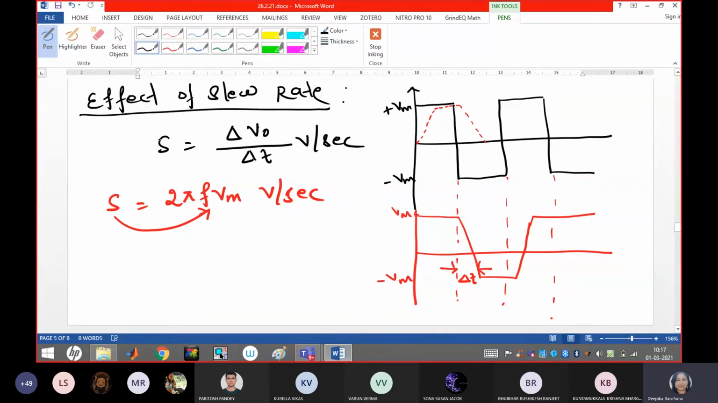Okay. So for distortion free output, the maximum allowable input frequency fm can be obtained. If this is fm, how do I write it from this equation? fm equals S divided by 2 pi Vm. What should be the unit? In Hertz.